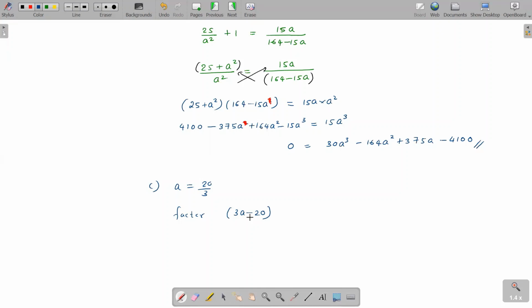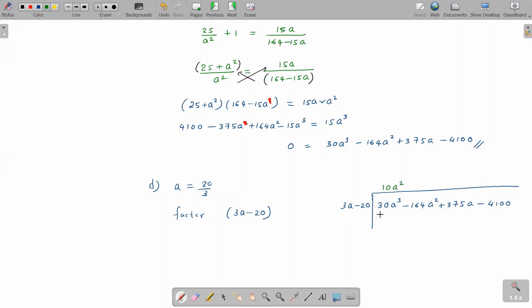Now you need to get the remaining quadratic factor. How do we get the remaining quadratic factor? You can divide. And then minus 4,100. So we'll divide this by 3A minus 20. You understood how I got 3A minus 20? Because they had given us A is 20 over 3, which means 3A minus 20 is the factor. Shall we quickly divide? 30A cube divided by 3A is 10A square.